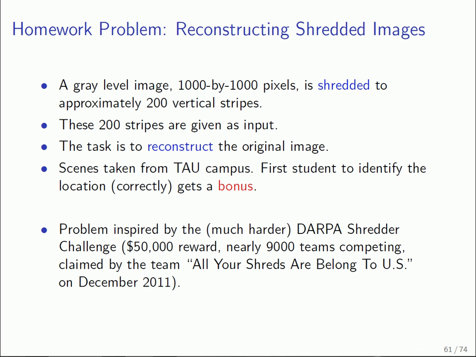DARPA shredded images digitally, including damaging some of it. We had a more modest thing. Rani, the TA, took 20 digital pictures across the campus, cut them vertically into between 50 and 200 pieces, permuted them, and published the permuted result. The task was to reconstruct them, and the first student to reconstruct a picture and say where it is on campus, since reconstructing wasn't enough, got some bonus.